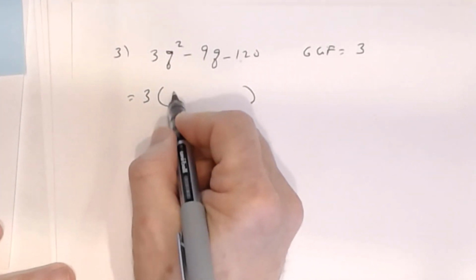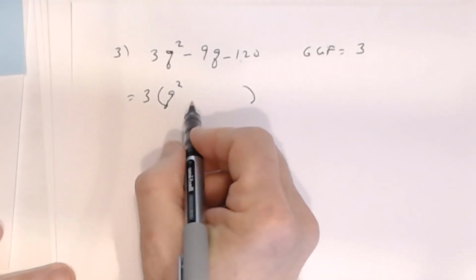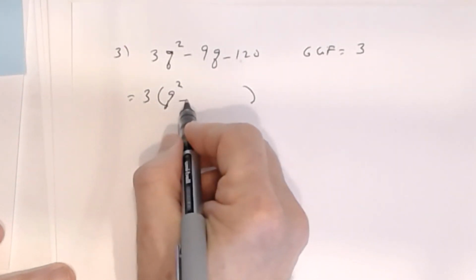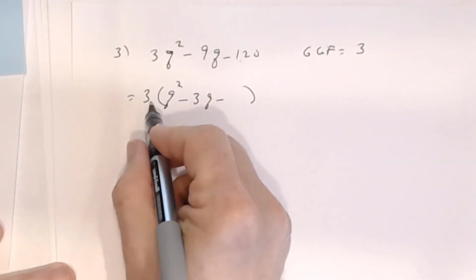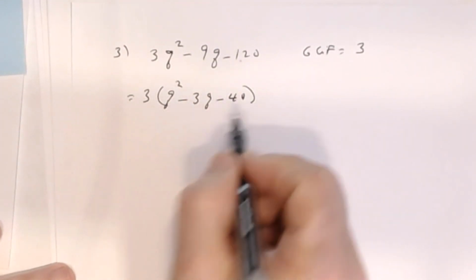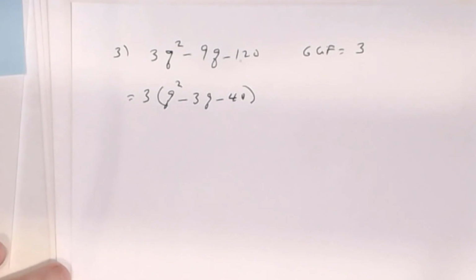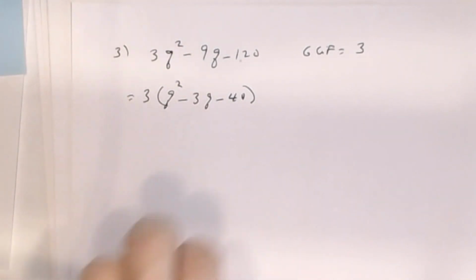So 3 times q squared is 3q squared. 3 times the negative 3q, 3 times negative 3 is negative 9. And then 3 times, what's that, 40? So 3 times a negative 40 is negative 120. But you're not done, because now what you got to do is this.